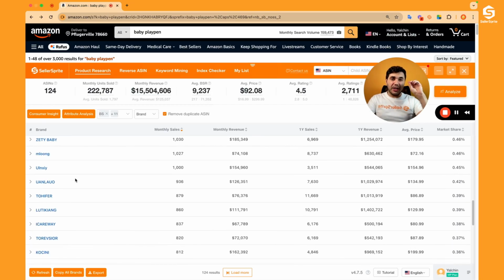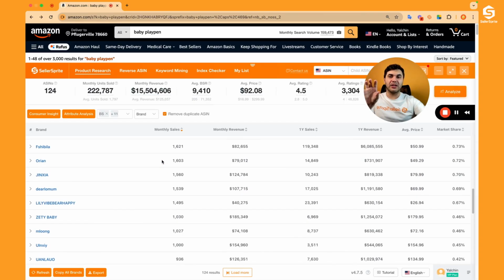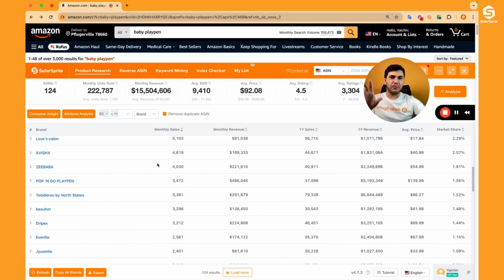But you need to understand this is not all products of the brand. No, actually, this is the products of this brand particularly in this niche or sub-niche, specifically this subcategory in baby playpen related product or baby related product. We are not pulling out all the products from the brand. We are only pulling out specifically this category related to baby playpen.